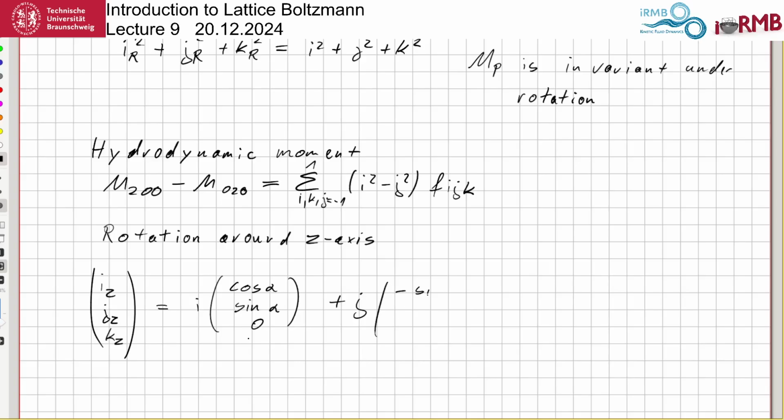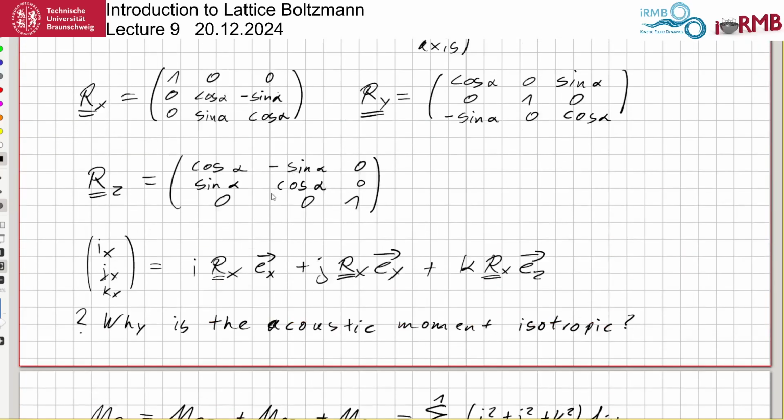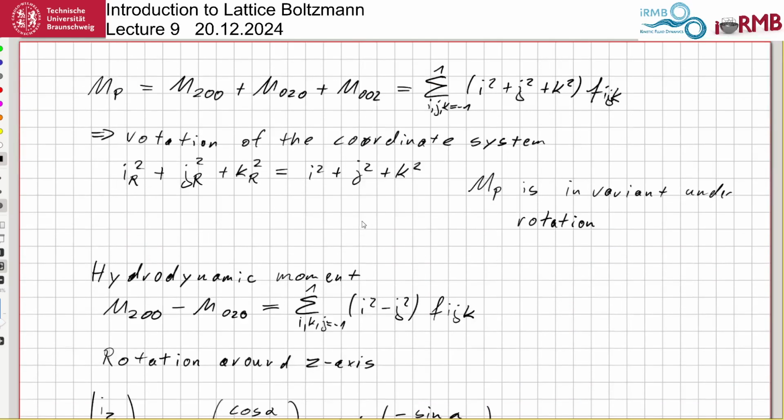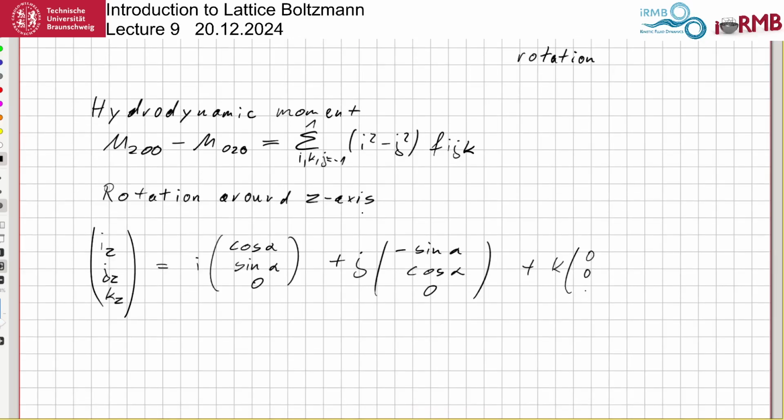j, minus sine alpha, cosine alpha. So this is a simple multiplication of this matrix with the unit vector. We'll get first this, then this, and then this vector here. And the last one here is, of course, k, 0, 0, 1. So from this, we can determine what is i rotated squared. Here we get i times the cosine of alpha plus j, plus, no, not plus, obviously not plus.